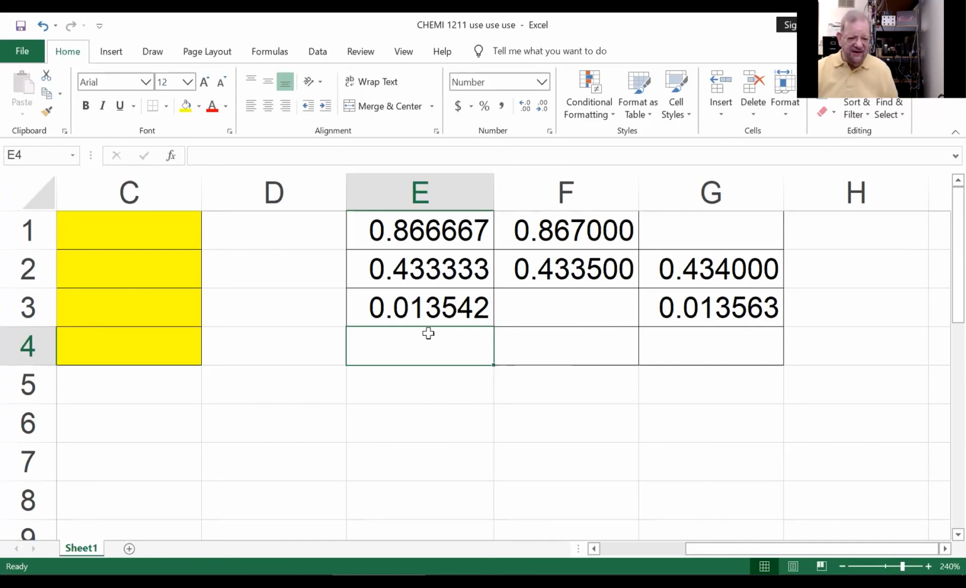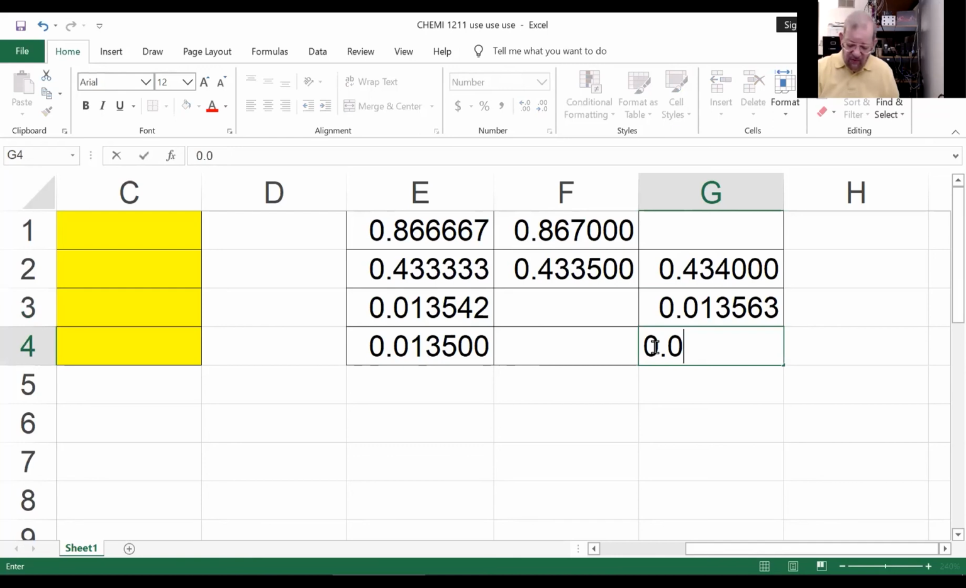And if you notice, there's a difference. This one in column E, I round off to 0.0135. This one is 0.0136. And which is the correct answer on my test? Both. And that's how many grams of O2.